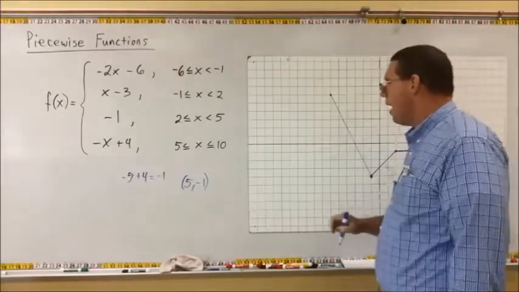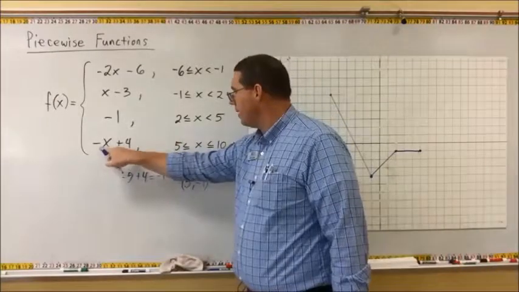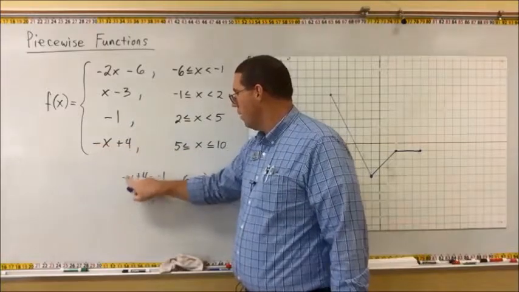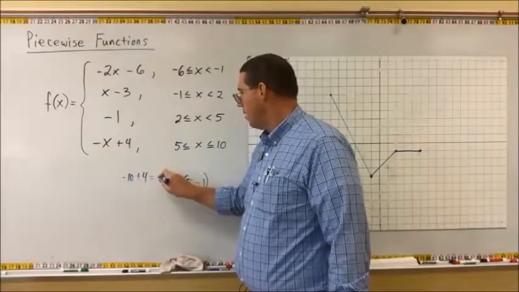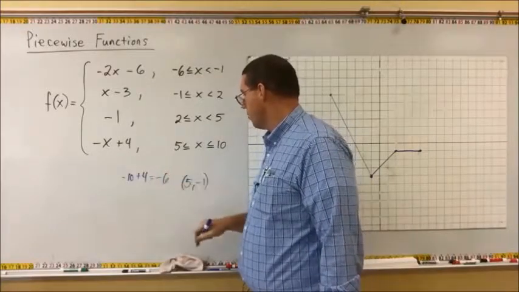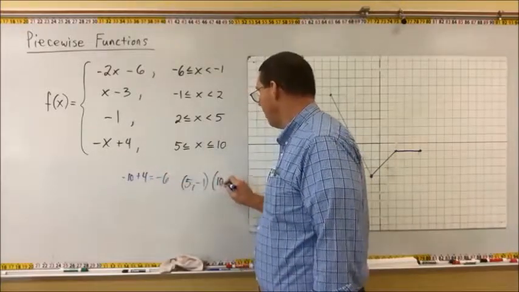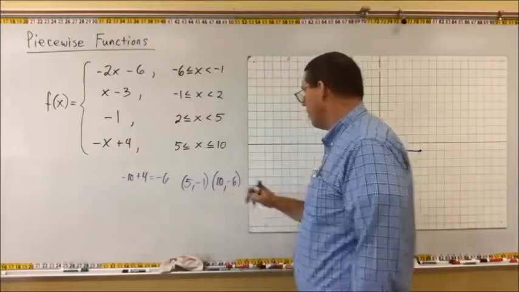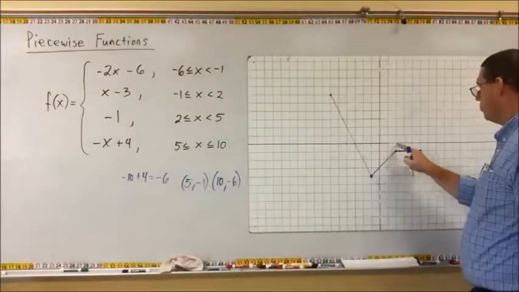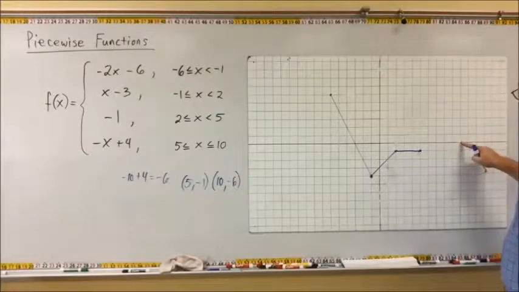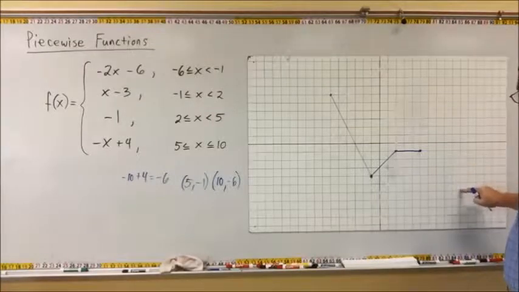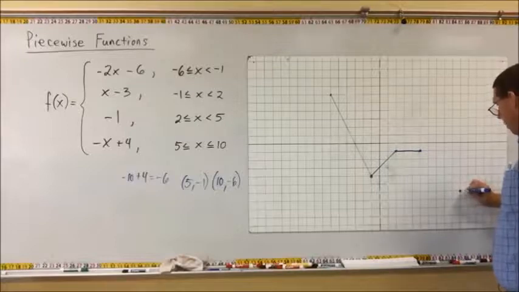All right? And then we're going to plug a 10 in, and we get -10 plus 4. So -10 plus 4 is -6. Okay? So we now have the point 10 and -6. So let's go to 10, -6. 1, 2, 3, 4, 5, 6, 7, 8, 9, 10, and -6. -1, -2, -3, -4, -5, -6. Ta-da! Put a dot there.